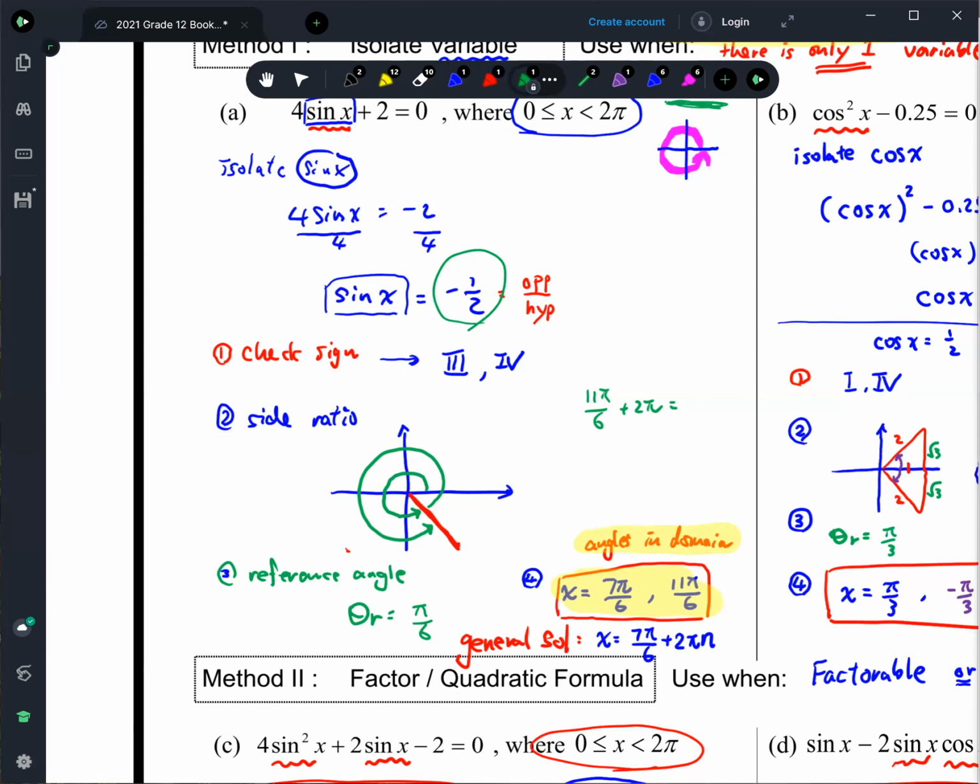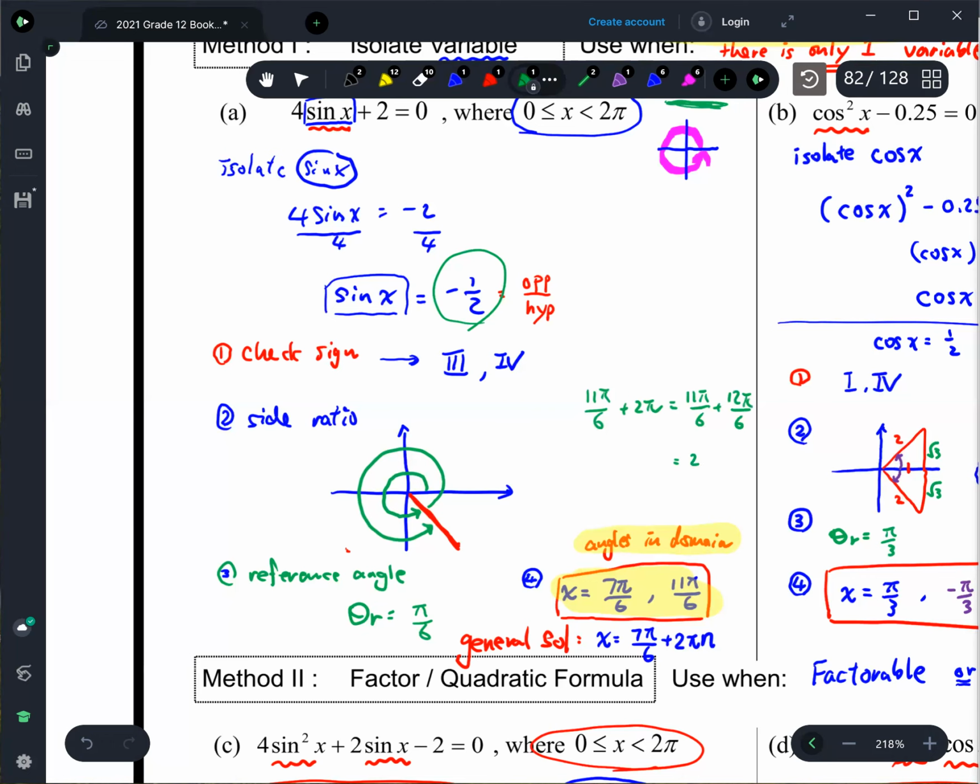Did you get my question? Yeah, 23 pi over 6. That's right. You just add the fractions: 11 pi over 6 plus 12 pi over 6. Get a common denominator, and you get 23 pi over 6. So that will be the second answer.